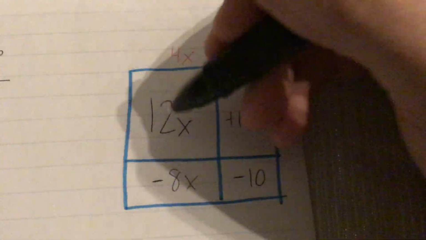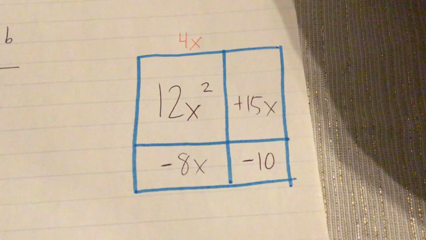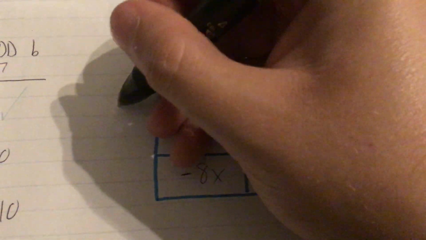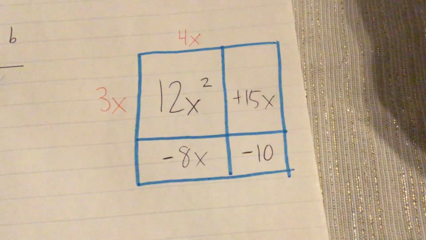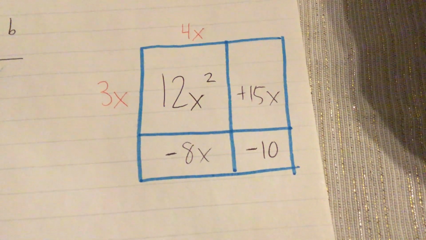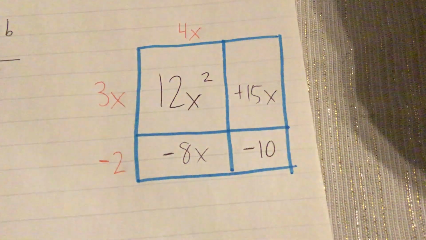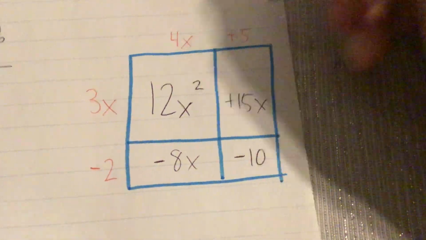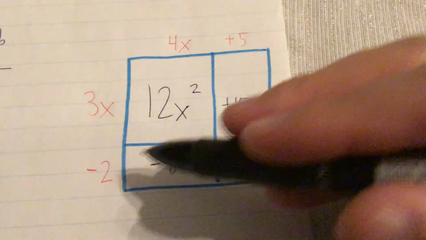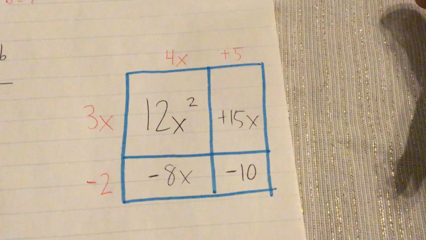Now, let's put the pieces together. 4x times what is 12x squared? 4 times what is 12? So 4x times 3x is 12x squared. 4x times what is negative 8x? Negative 2. 3x times what is positive 15x? That would be positive 5. Check your work. Is positive 5 times negative 2 equal to negative 10? Then you did it correctly.